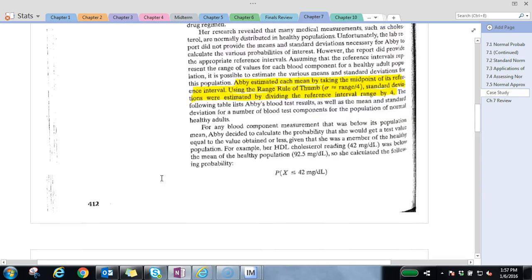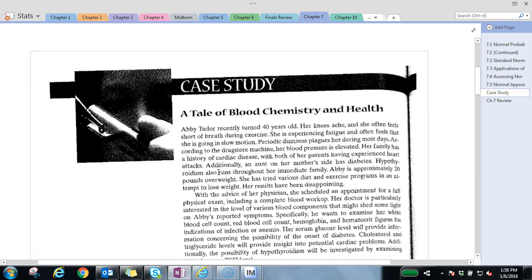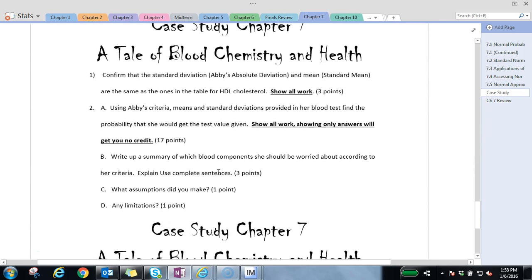The work I want to see is the name of the component, the mean, the standard deviation, and the probability of X is less than whatever it is, 42 in this case, equals the answer. Or you can show what you type in the calculator. Norm, CDF, since this is less than, our lower limit is negative 9E999, upper limit is 42, our value, then our mean and standard deviation equals the answer. So I want a whole list of those, 17 of those. So it's very tedious, but it's pretty straightforward.